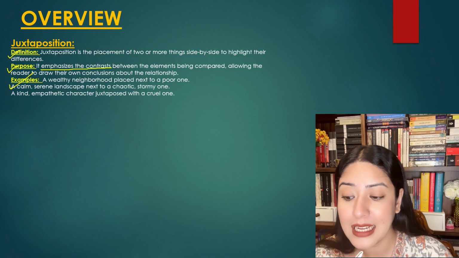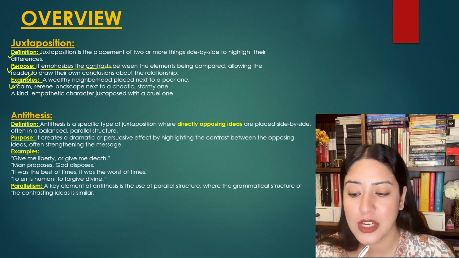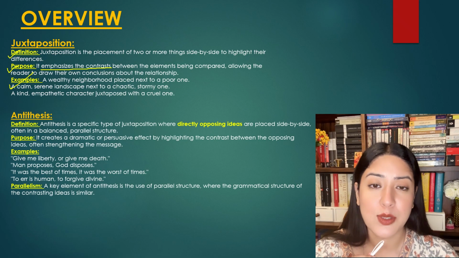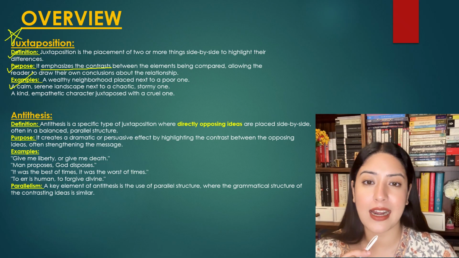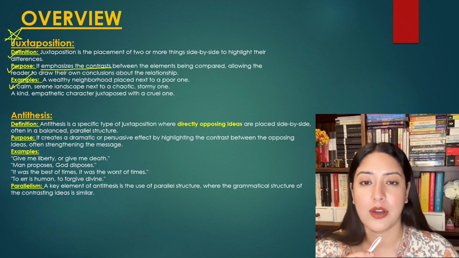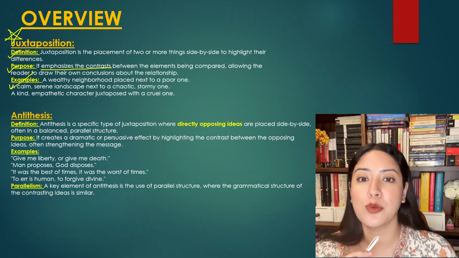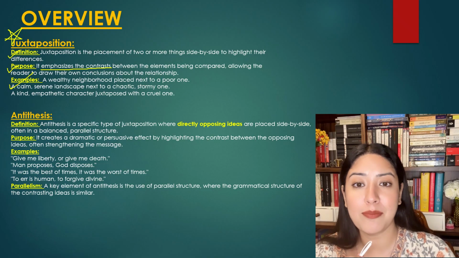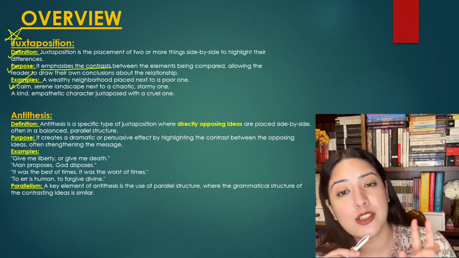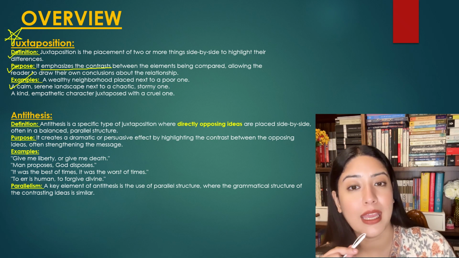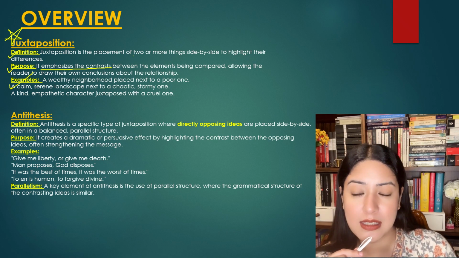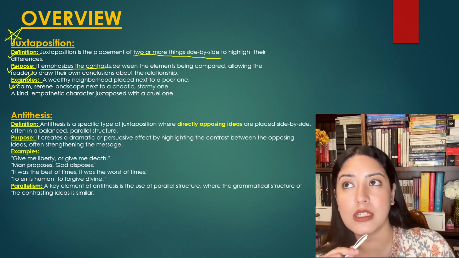A kind and empathetic character juxtaposed with a cruel one. So when you read, a lot of novels have these, that you have a very kind character and just opposite or a juxtaposed character will be a cruel one. So this is all done for impact. So juxtaposition is two different things put side by side. It can be direct opposites, it can be anything.